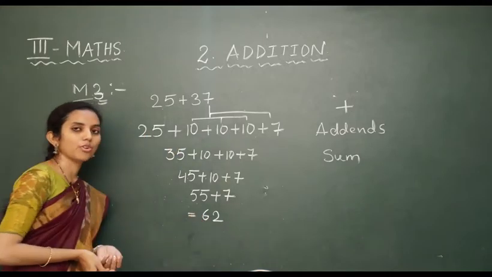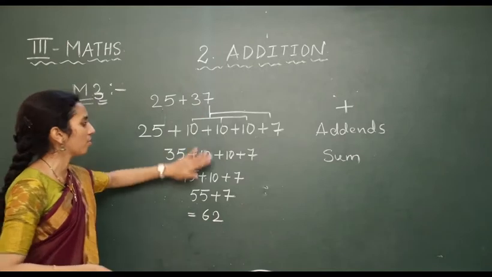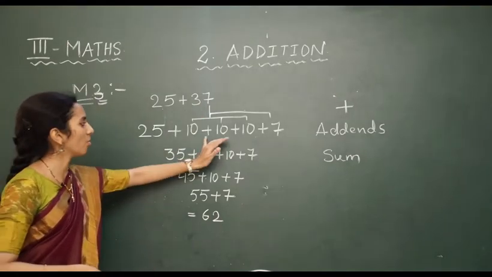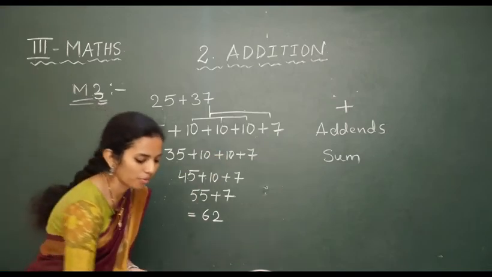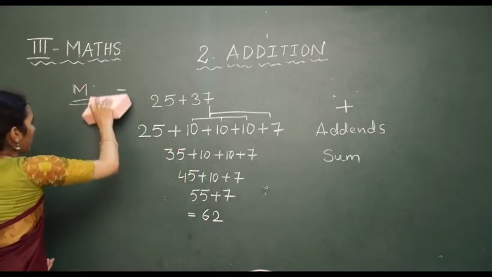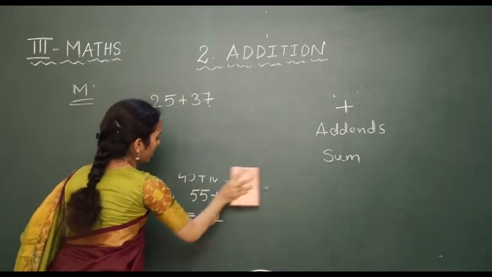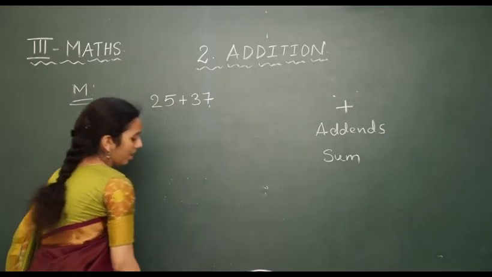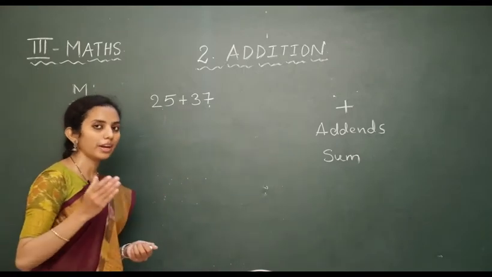So again we got the same answer, that is 62. So this is the third method of doing addition, that is counting by tens, that is splitting the number into tens. Now let's see the fourth method of addition with the same numbers. The fourth method of addition is also very much similar to counting by 10.